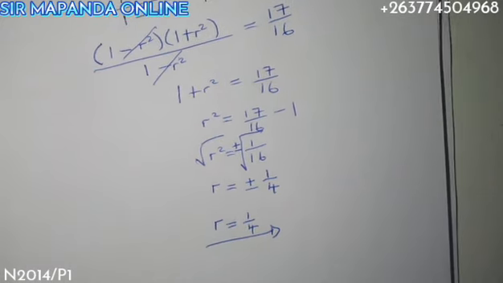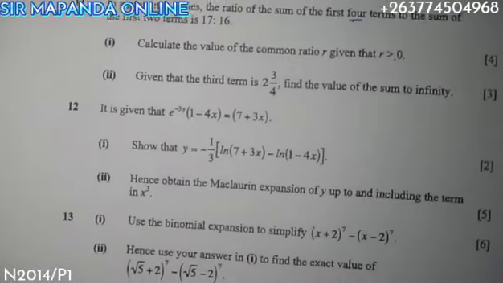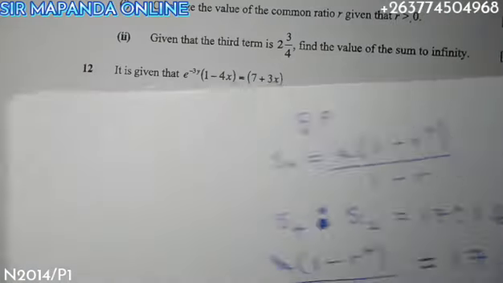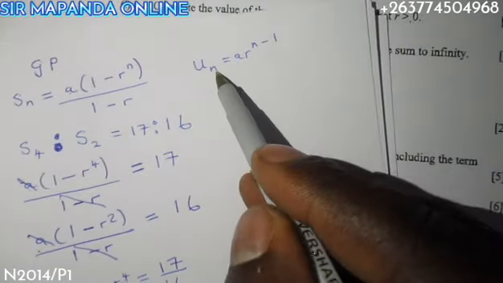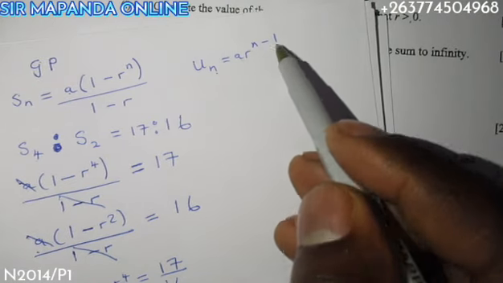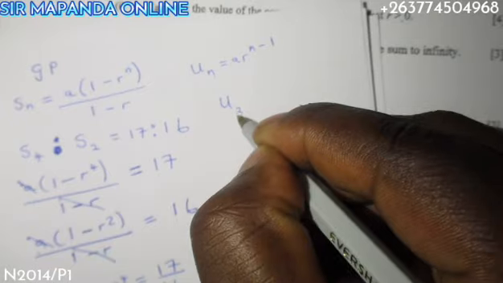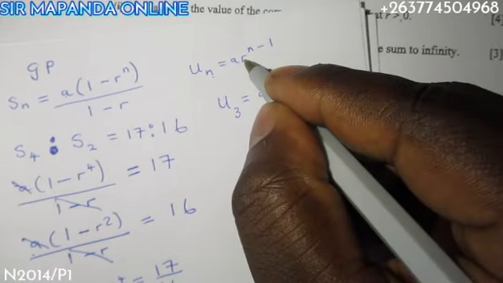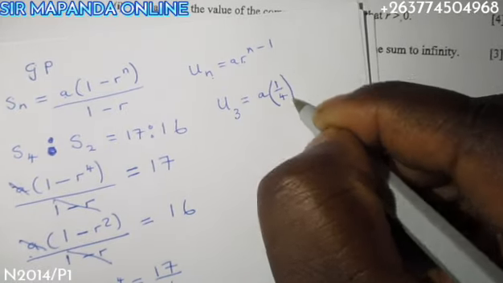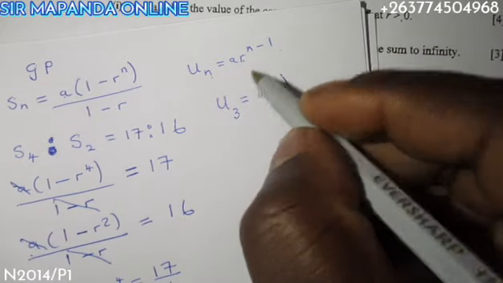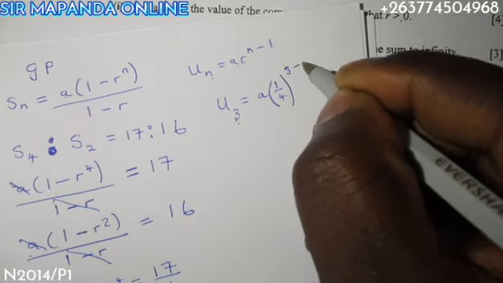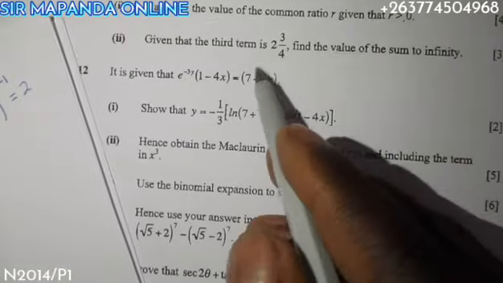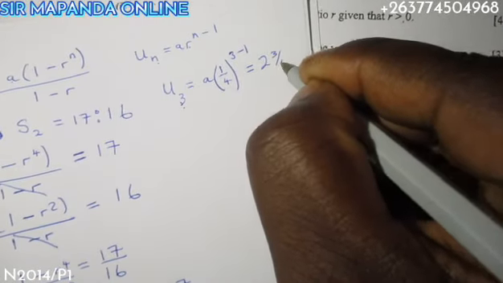I hope you are getting it, class. Let us move on to part B. Given that the third term is 2 and 3/4. Remember, for terms, we make use of un is equal to a r to the power of n. So they are saying u3, which is your third term, is equal to a. We now know that r is 1/4, so I'm going to put 1 over 4 on r. Then since we have 3, here we now have 3 minus 1. They are saying this third term is equivalent to 2 and 3/4.